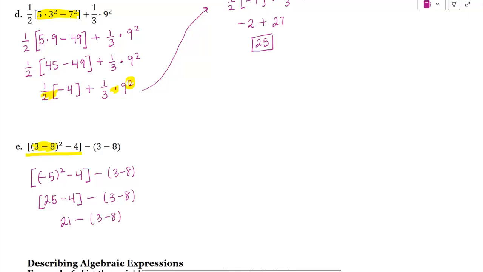And then I'm going to do those parentheses over to the right. 21 minus 3 minus 8 is a negative 5. And then I've got minus, that changes to plus. So my final answer here is 26.